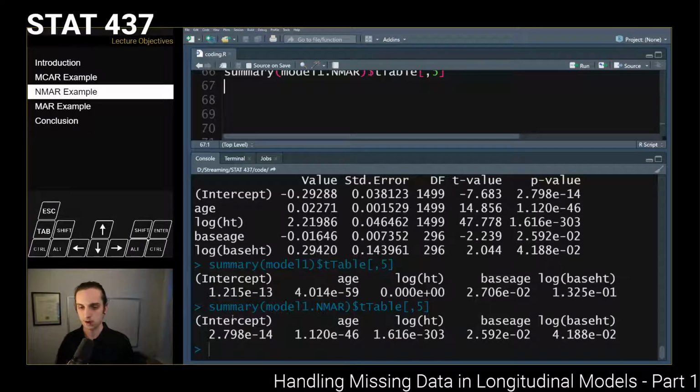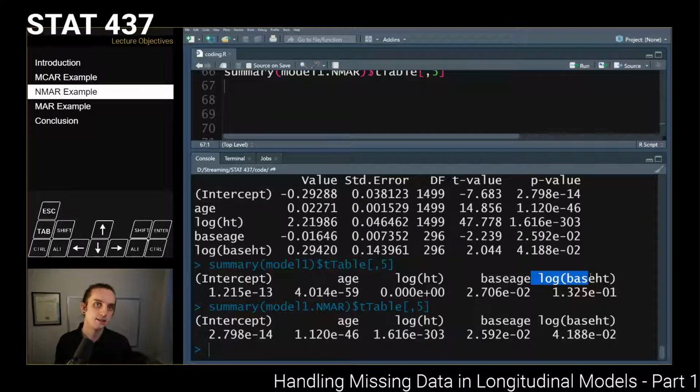And so the p-values for the intercept, those are roughly the same. We have 1.2 times 10 to the negative 13 or 10 to the negative 14. That's just a 0 value, right? 10 to the negative 59 or negative 46 is just 0. This log height is literally found to be 0. Can't even numerically differentiate it. And we have to the negative 303rd power. So again, we have a 0. For the baseline age, we're a little bit less significant. So we have 0.027 and 0.026. So those appear to agree quite well.